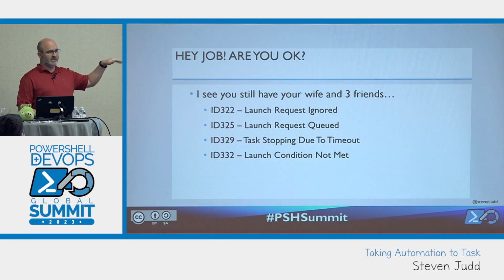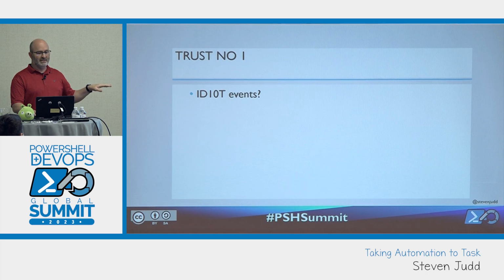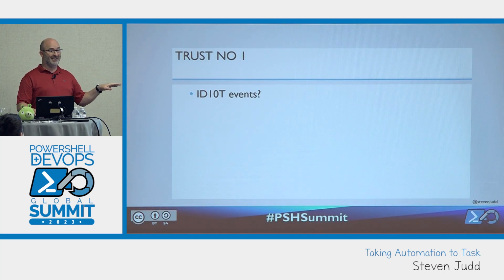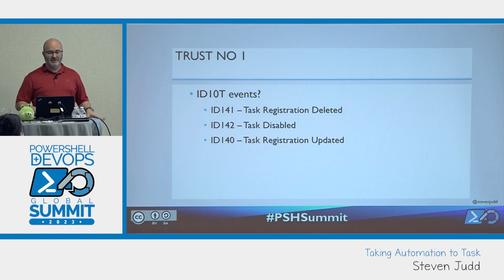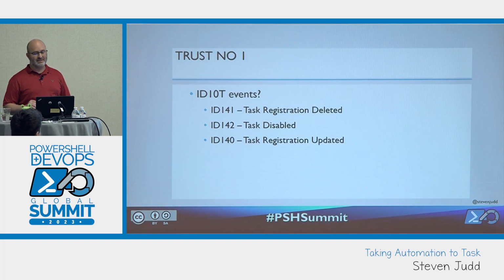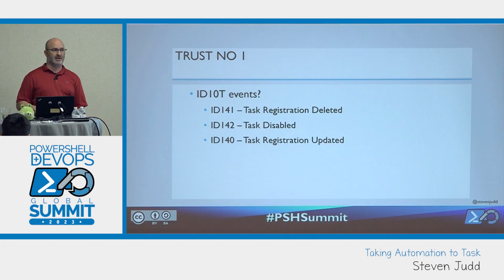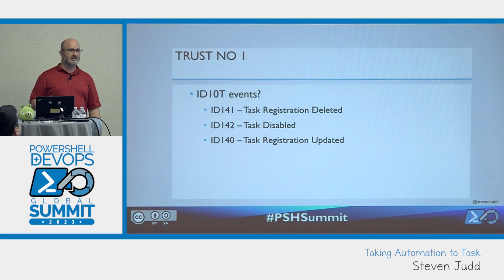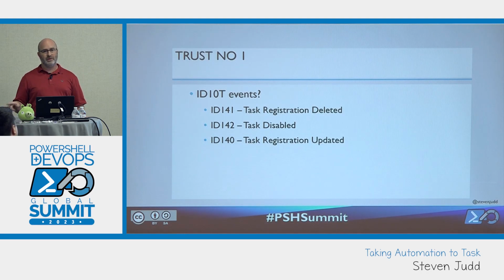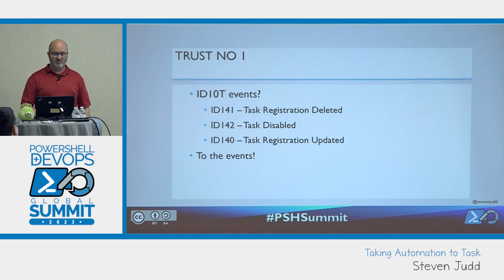So these are the ones where I said, hey, there's something wrong with your task. These are the ones where someone did something bad, right? That's why they're the ID10T events. Task registration deleted, task disabled, task registration updated. Maybe you have tasks that you don't want anyone messing with and you want to know when someone or something changed them. Those are the events you need to pay attention to.